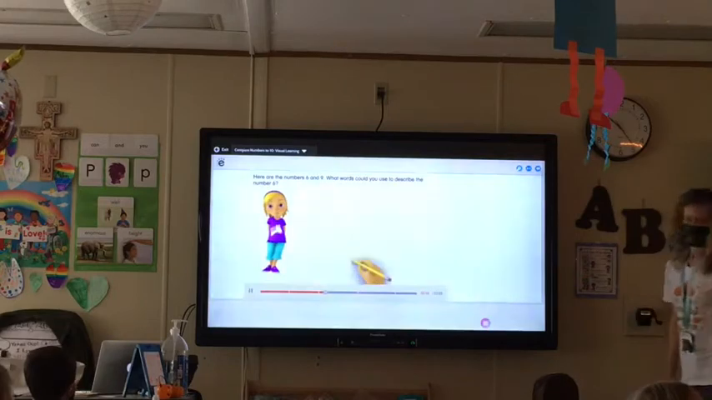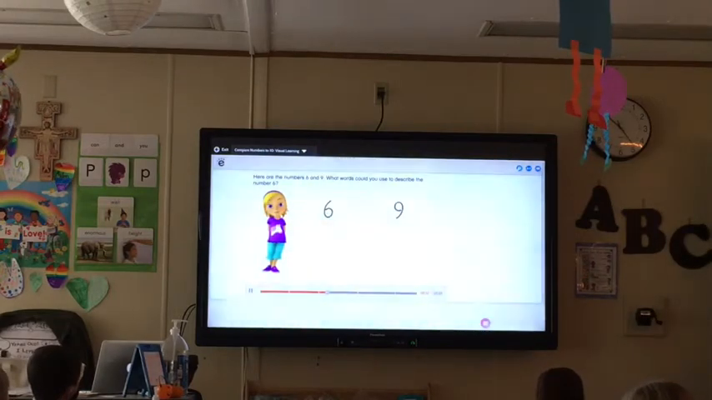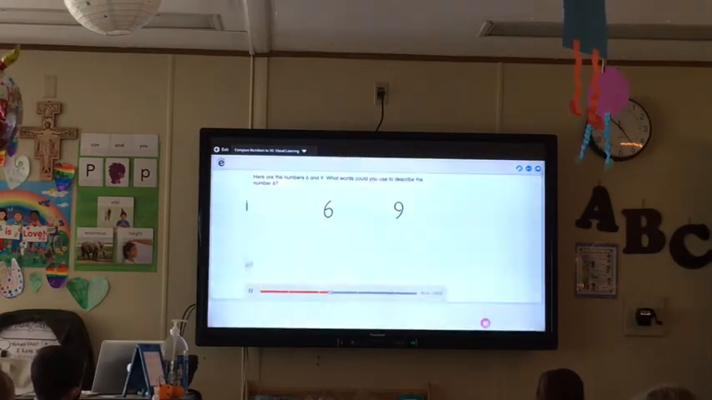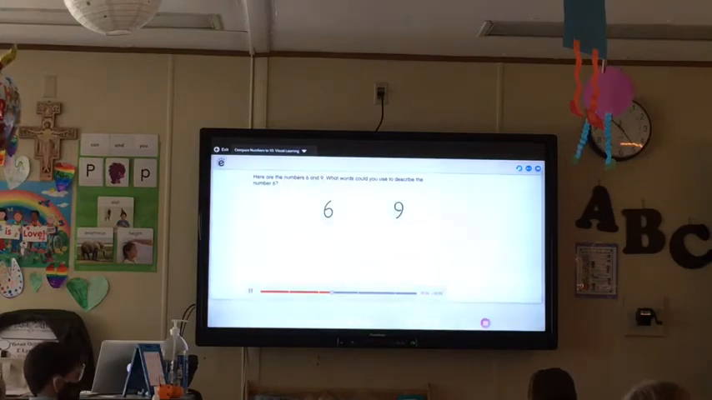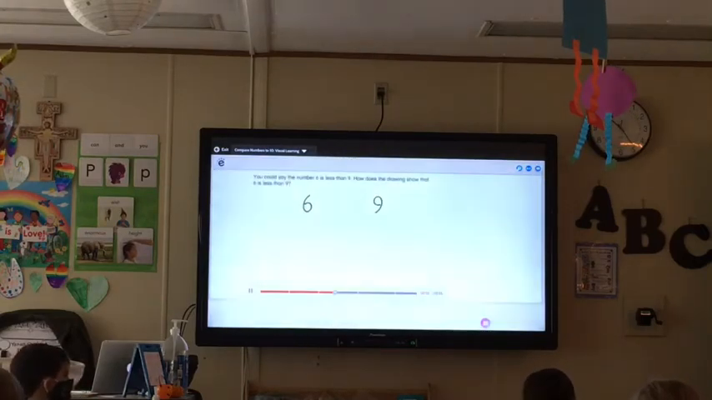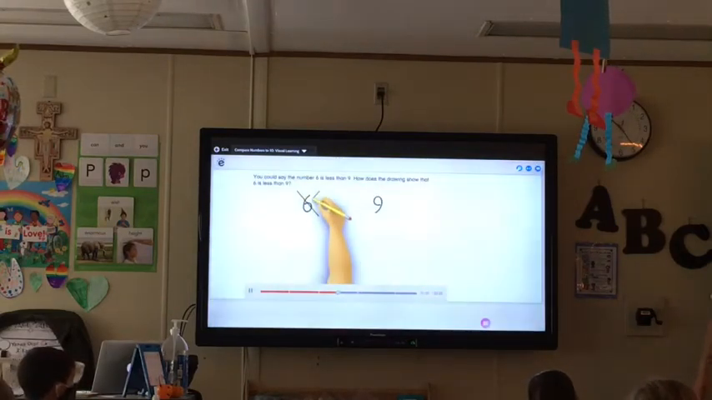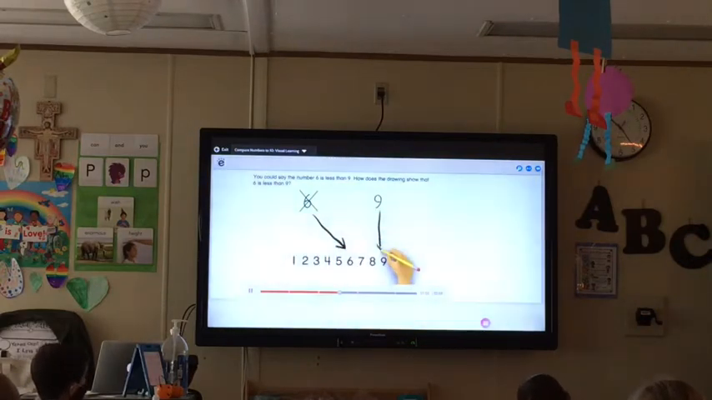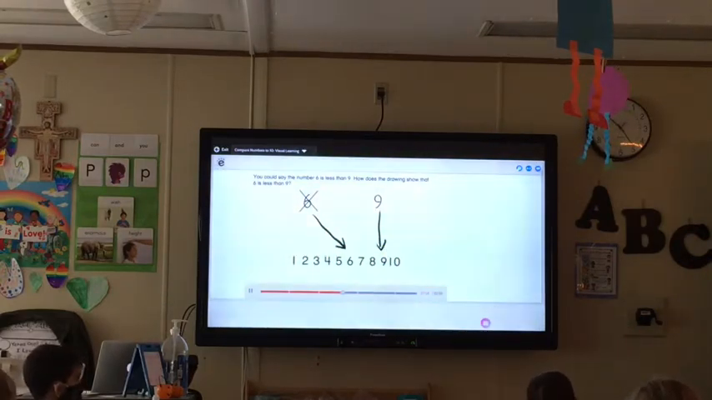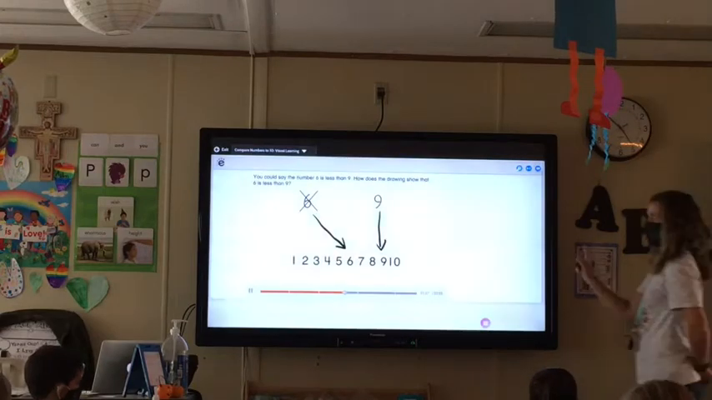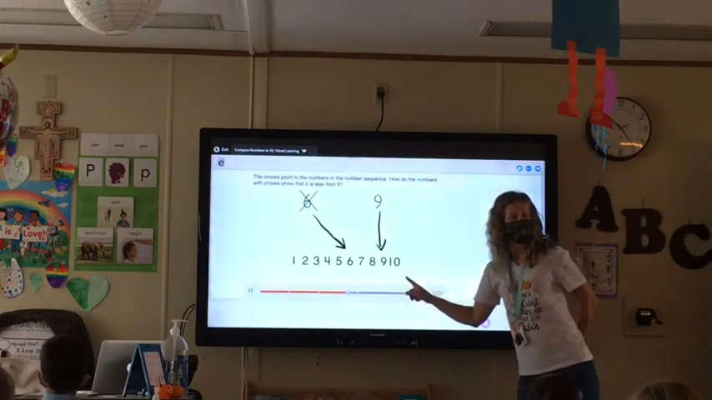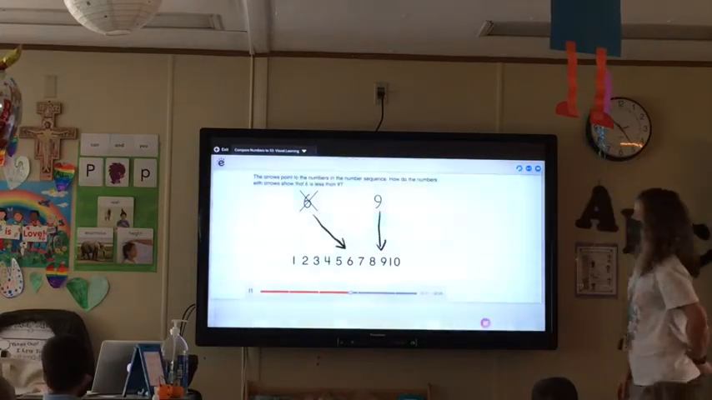Here are the numbers 6 and 9. What words could you use to describe the number 6? You could say 6 is less than 9. Very good. Put that aside. How does the drawing show that 6 is less than 9? It comes before 9, right? Arrows point to the numbers in the number sequence.